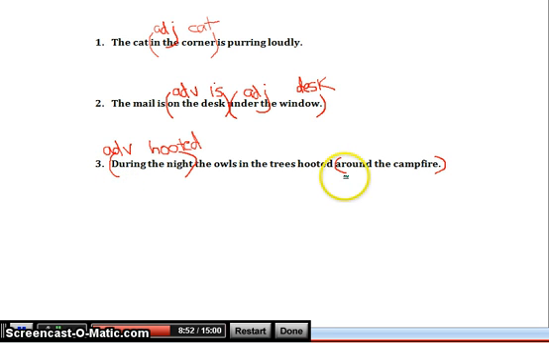Okay, let's go on to the second one. We have around the campfire. So again, we can either try to answer what question around the campfire is answering, or we can decide what word around the campfire is describing. And so around the campfire in this particular sentence is also describing hooted. Yes, you can have 2 different prepositional phrases modifying the same word. And around the campfire is answering the question, where? And so where, we know, is an adverbial question. And so on this particular sentence we have 2 adverbial prepositional phrases.